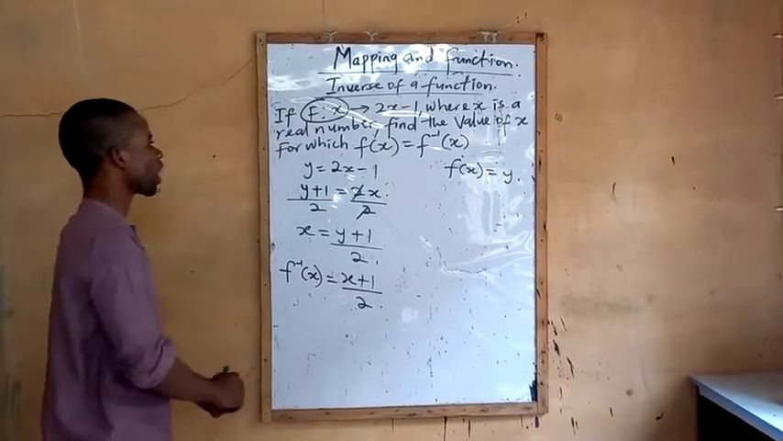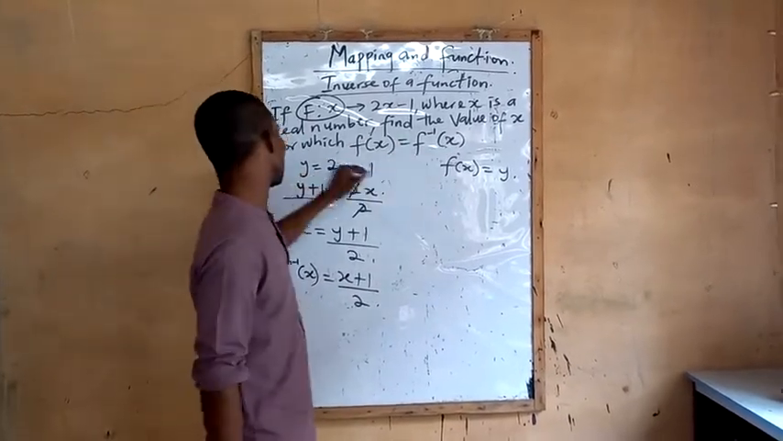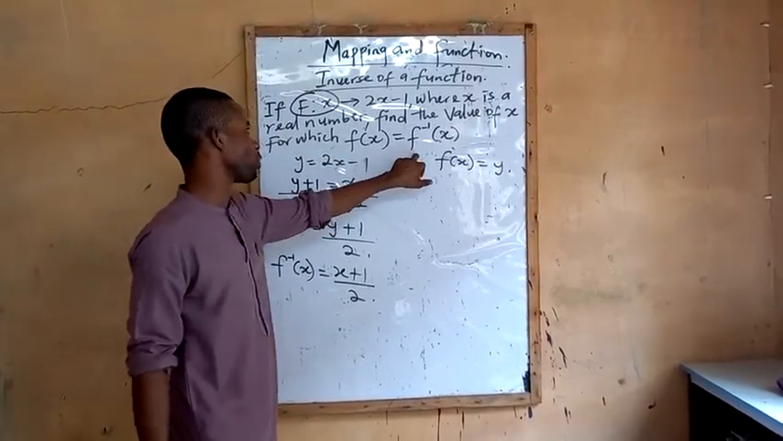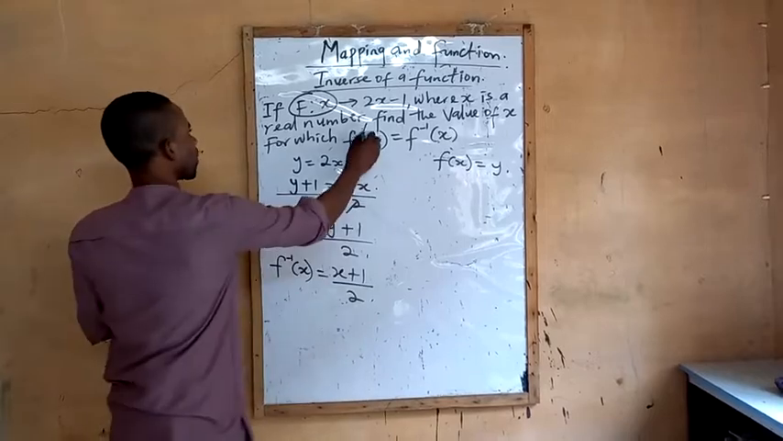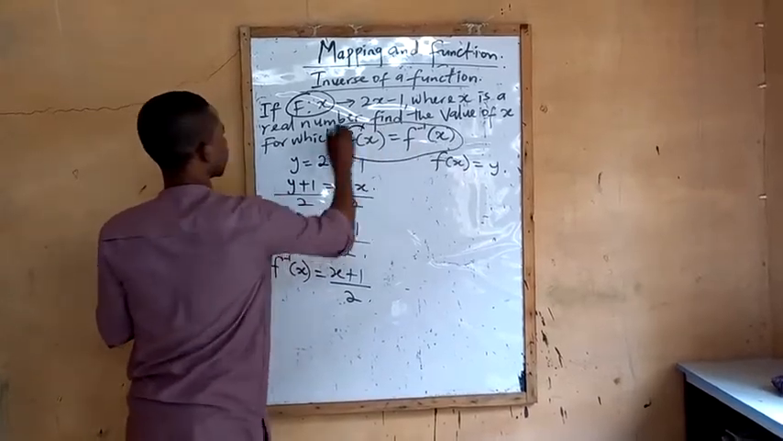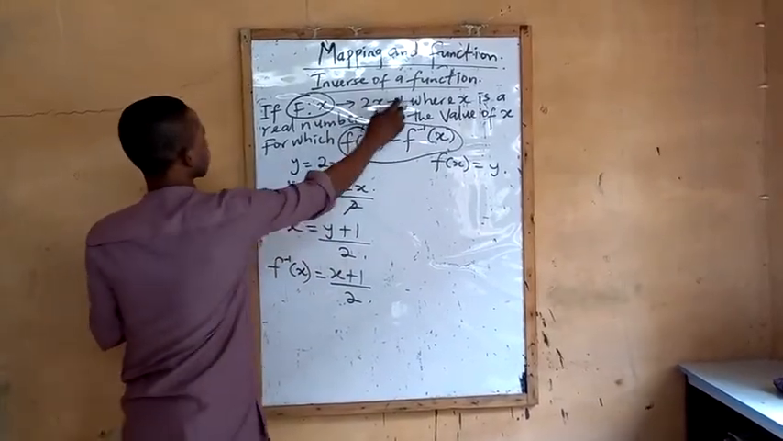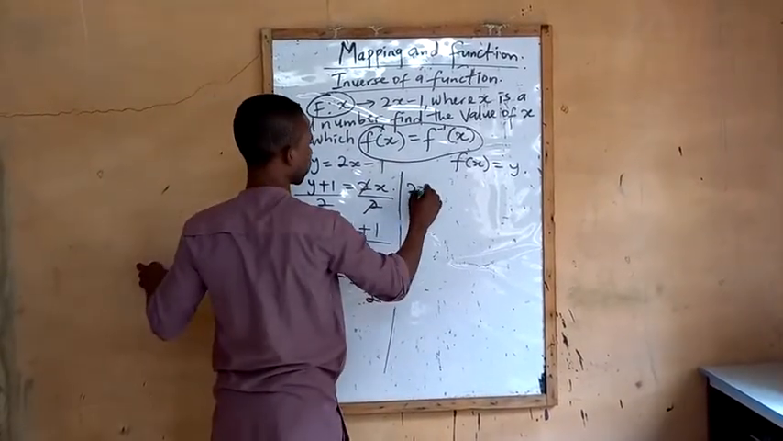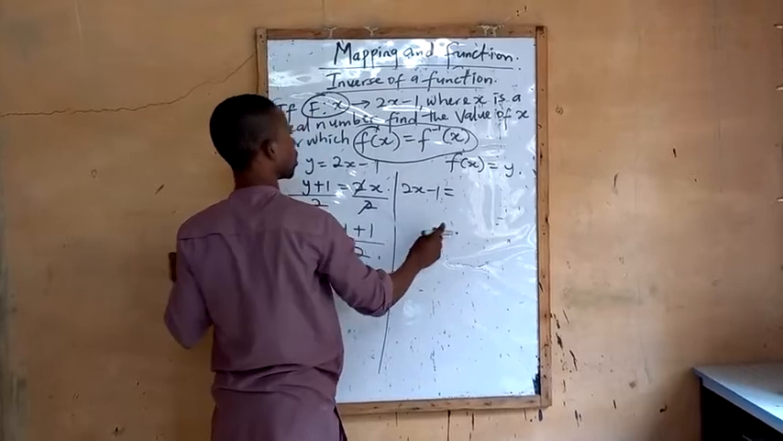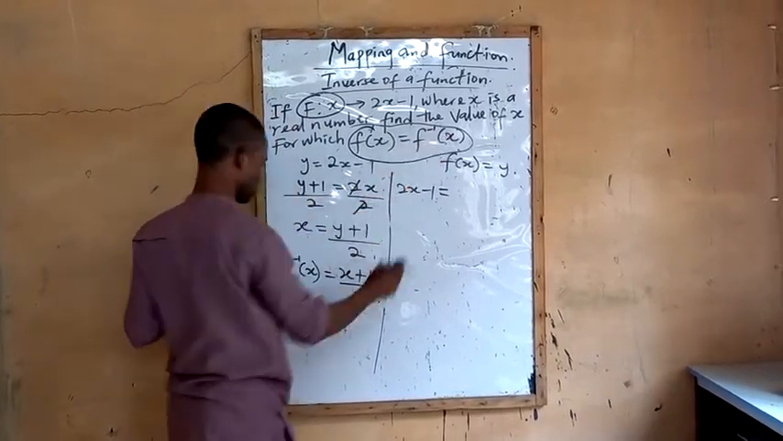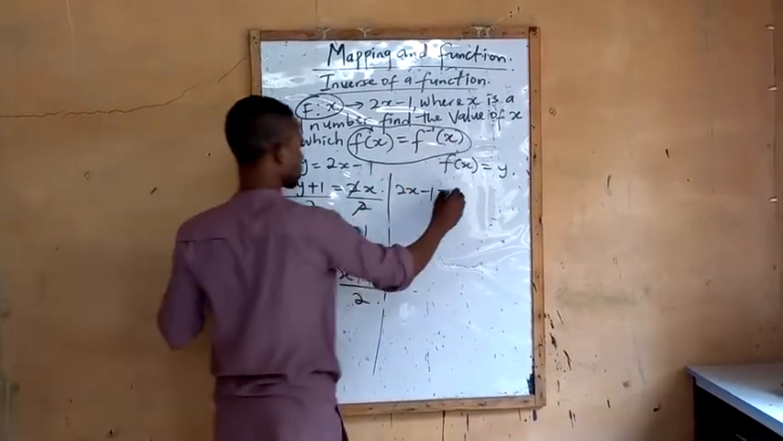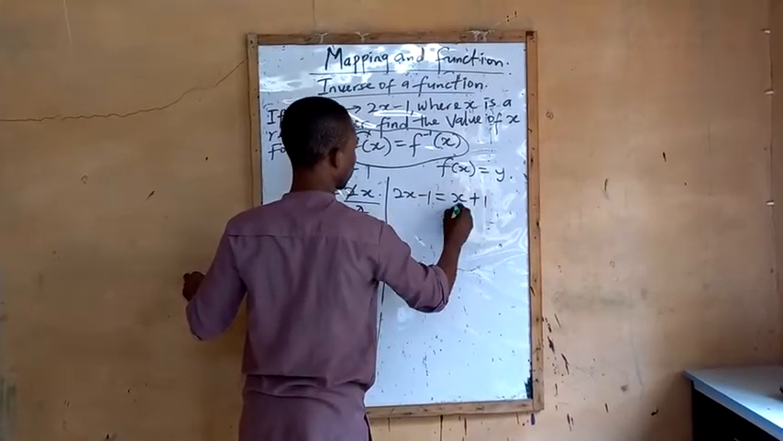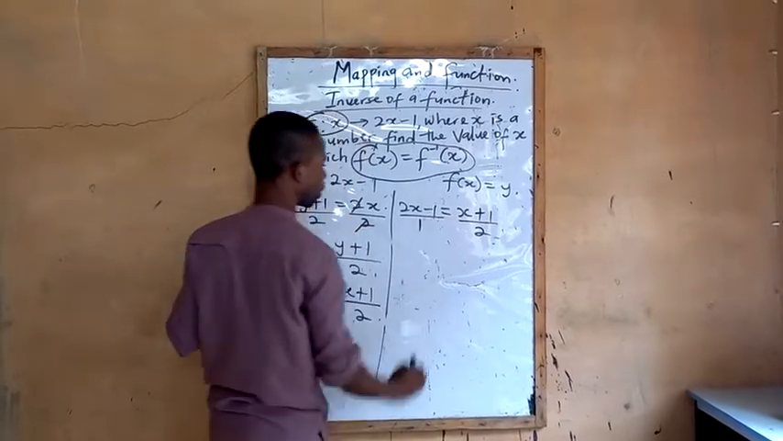Now, they ask us to find the value of x for which f of x equals the inverse of f of x. What is f of x? Our f of x is 2x minus 1. That means 2x minus 1 equals the inverse of f of x, which is x plus 1 all over 2. This one is all over 1.